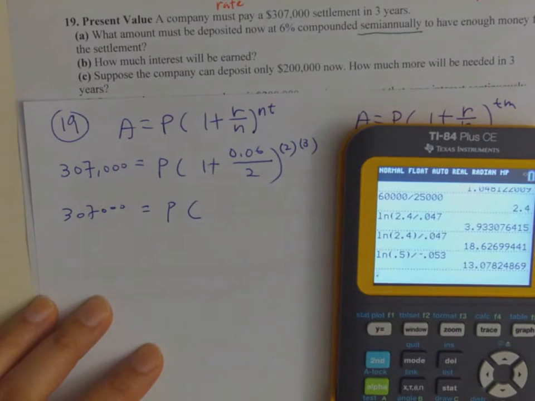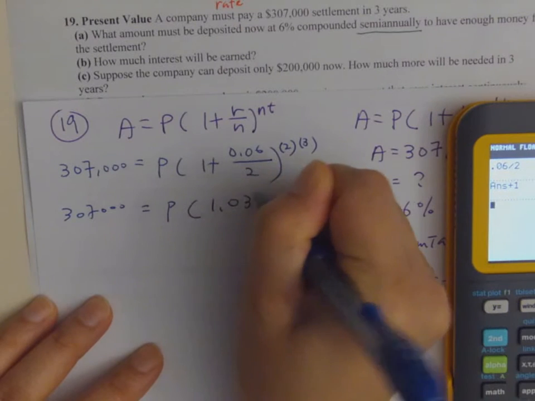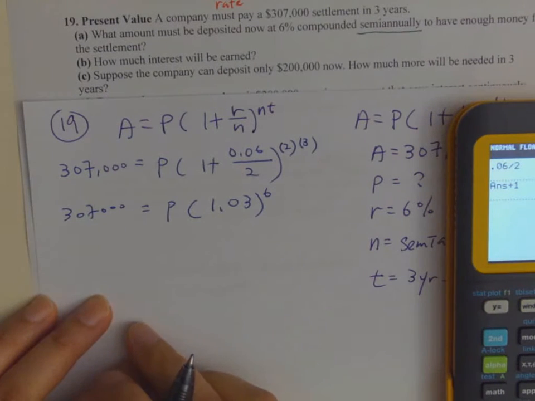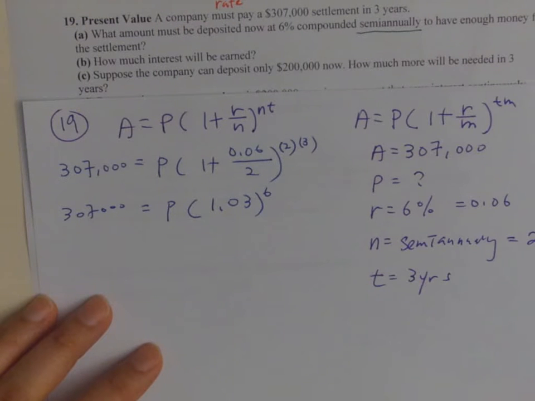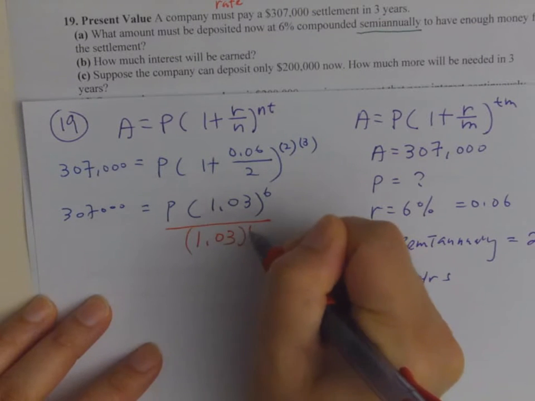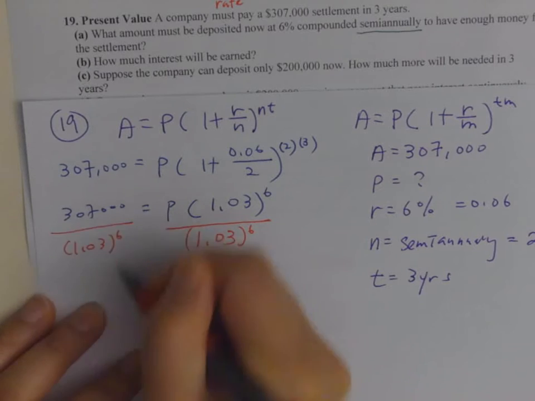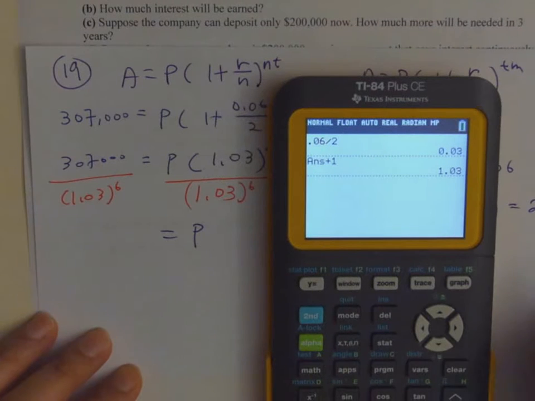So we have all this information, and then we can try to plug it into the formula. So we started with $307,000 equals, we don't know P, 1 plus 0.06 divided by 2, raised to 2 times a year for 3 years, right? So I'm solving for P, which means we want to simplify this side. So let's try it. 307,000 equals P. We have 0.06 divided by 2, which is 0.03, plus a 1, 1.03 raised to the 6th power, right?